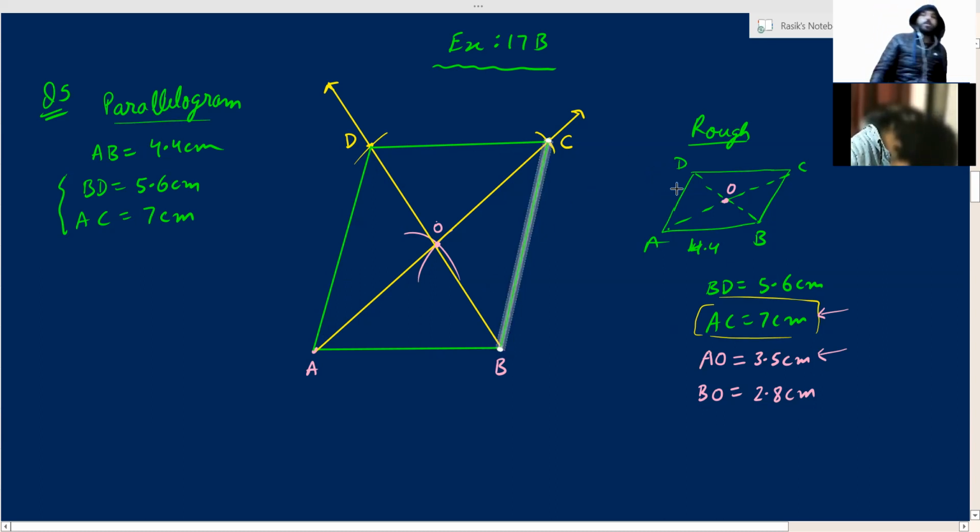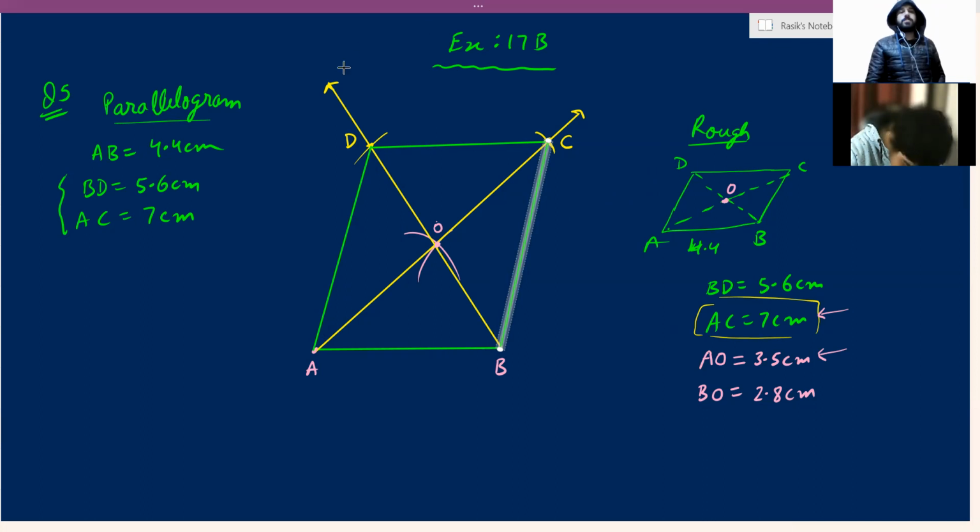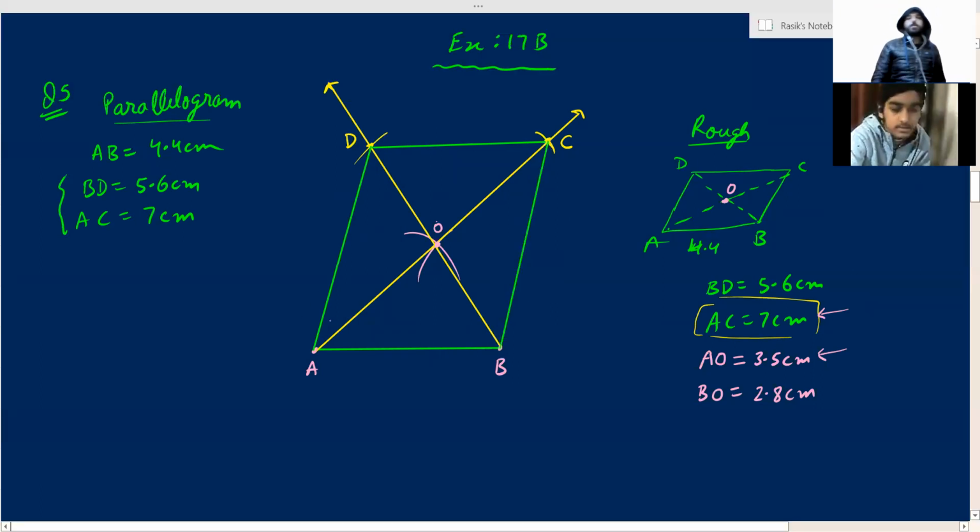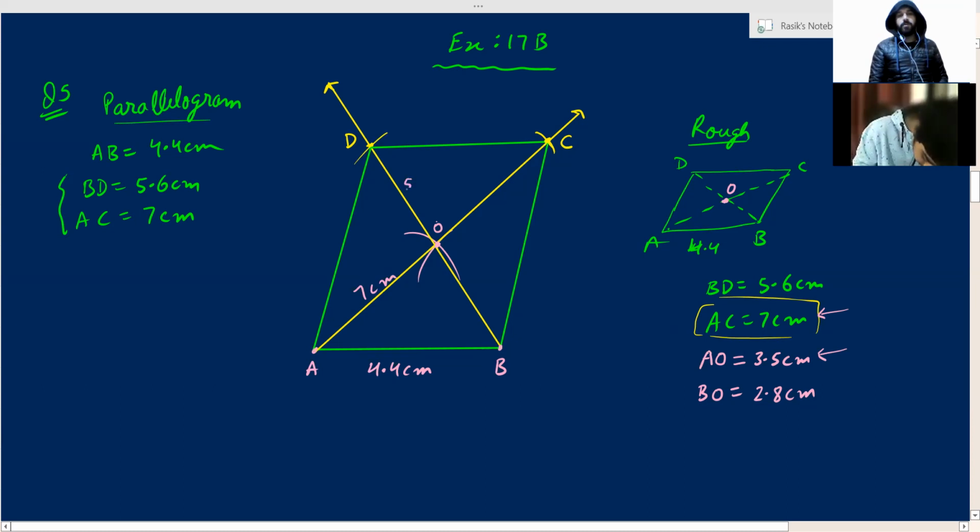Have you all understood the concept? Yes, sir. Please post your answer in the group. You can write down the measurements in the figure: 4.4 centimeters side AB, length of diagonal AC 7 centimeters and length of diagonal BD 5.6 centimeters. Okay, show me the figures in the group.